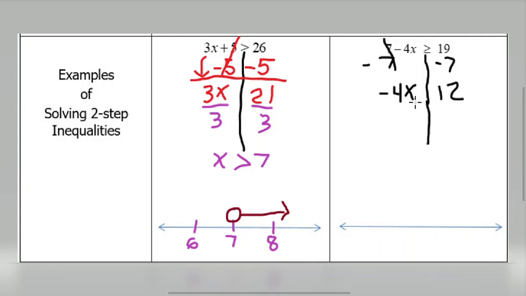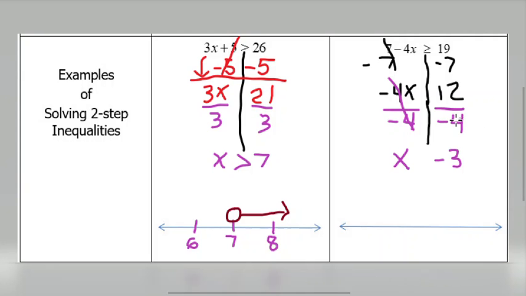Now I still want to get that x by itself, and I know that a number next to a letter means multiply, so I have to divide to get rid of that -4. So I'm going to do -4 divided by -4 cancels out and leaves me with x. And I have to do the same thing to the other side to keep it balanced. 12 divided by -4 is -3.